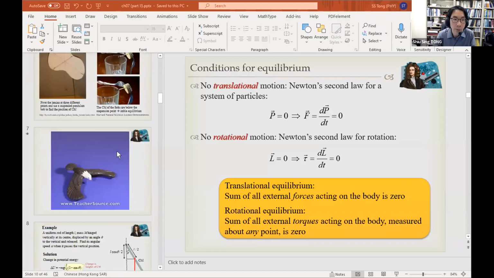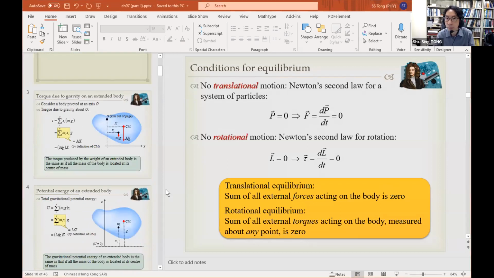In our previous discussion, we discussed equilibrium. We discussed how to express the torque and the potential energy of an extended object using the position of the center of mass. I share the screen with you now. Do you remember this?